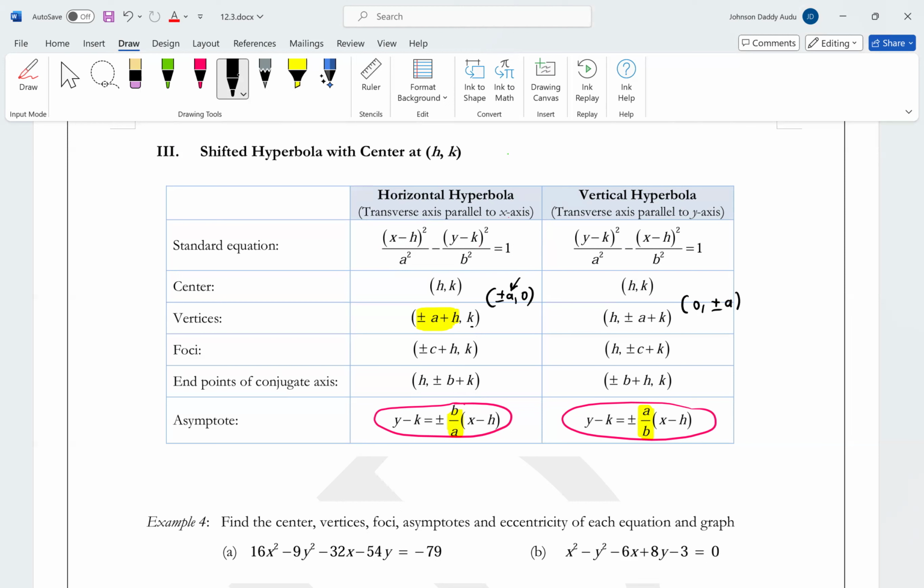And for the foci, it used to be plus or minus c, 0 when the center is at the origin. Then you just need to add h and k, so that also applies here. It used to be 0, plus or minus c when you are dealing with a vertical hyperbola. Now, if you add h and k, you have plus or minus c plus h. So that is how you get this formula. It's just an addition of h and k, to bring in the center.